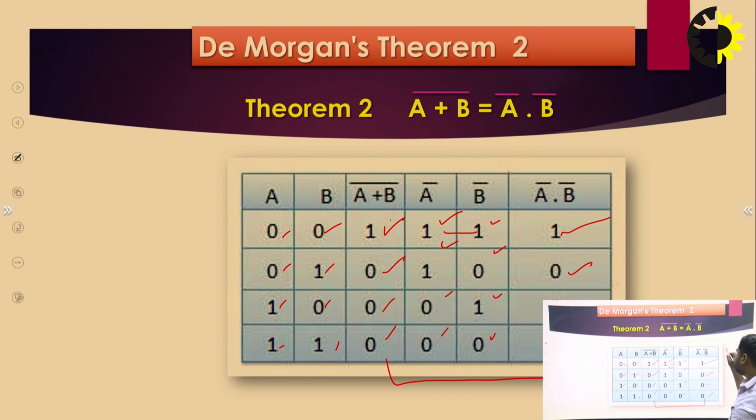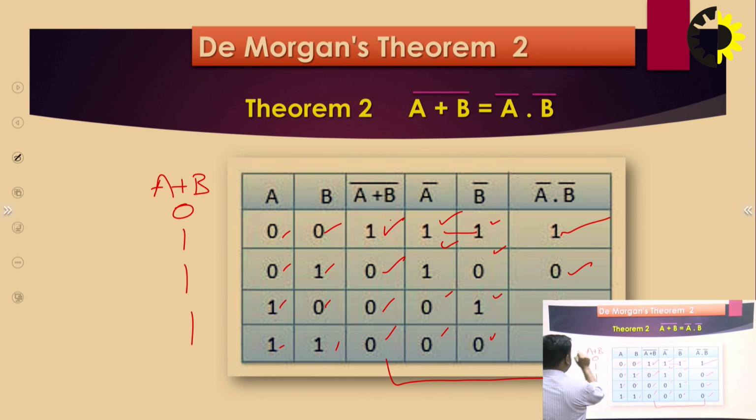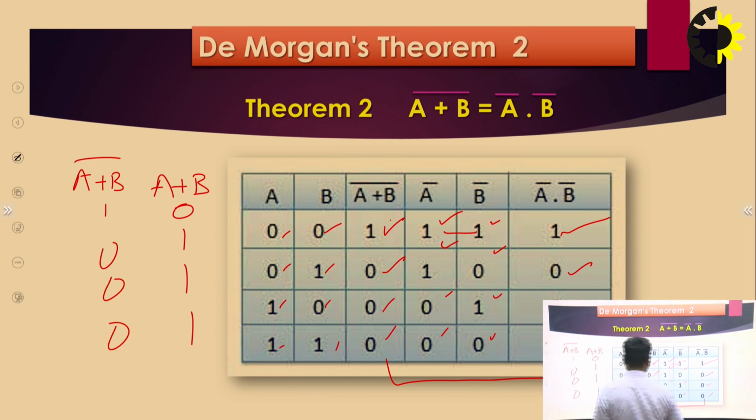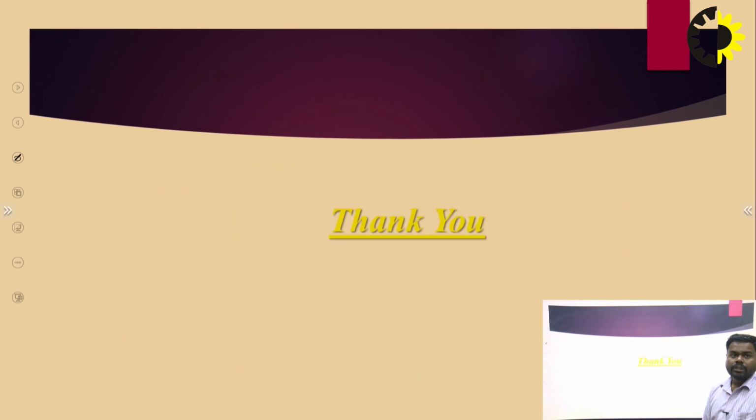For this, I am calculating A plus B. A plus B is 0 1 1 1, and for A plus B bar it is 1 0 0 0. You can match it. These both values are equal in Boolean algebra. So the truth table of De Morgan's law theorem is equal.